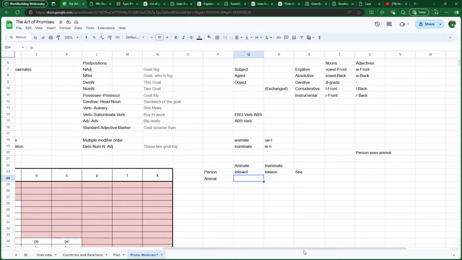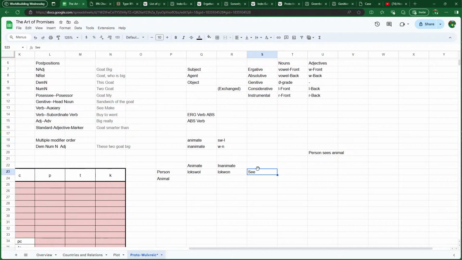Then our word for animal. Basically, an inanimate person is a corpse, so we'll get there. I actually have to go check on my oven. I'm making bread. I will be right back.